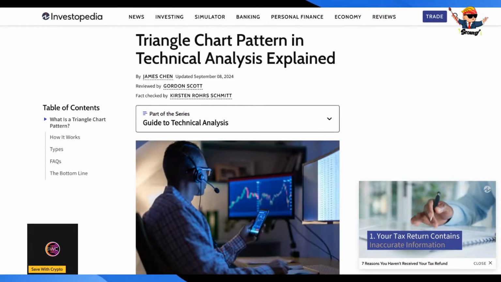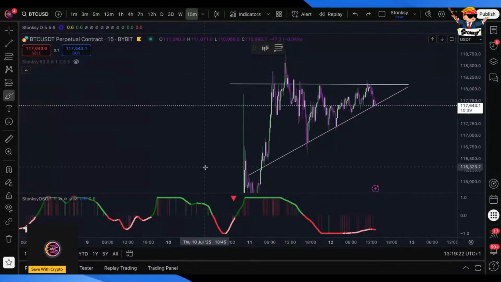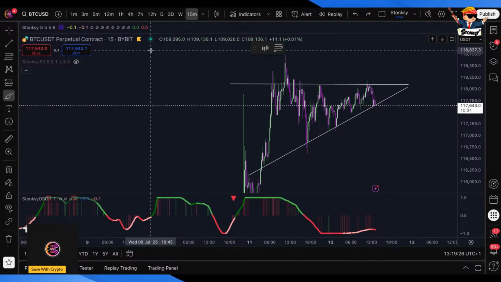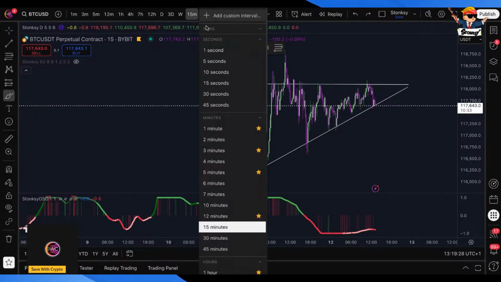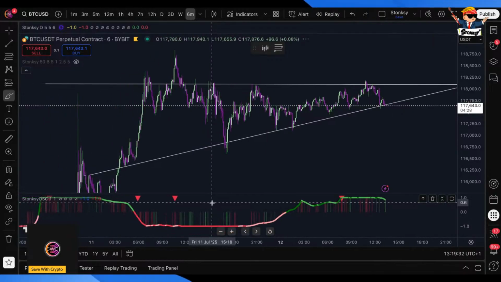Okay, so let's have a look again at the chart. So this is the 15-minute time frame. Now what I want to do here is put it on the 6-minute time frame, which I know is a time frame that SMFC, aka Dean, the Stonksy guy, uses quite a lot for some of the strategies, including the bot strategies that are within Stonksy as well.